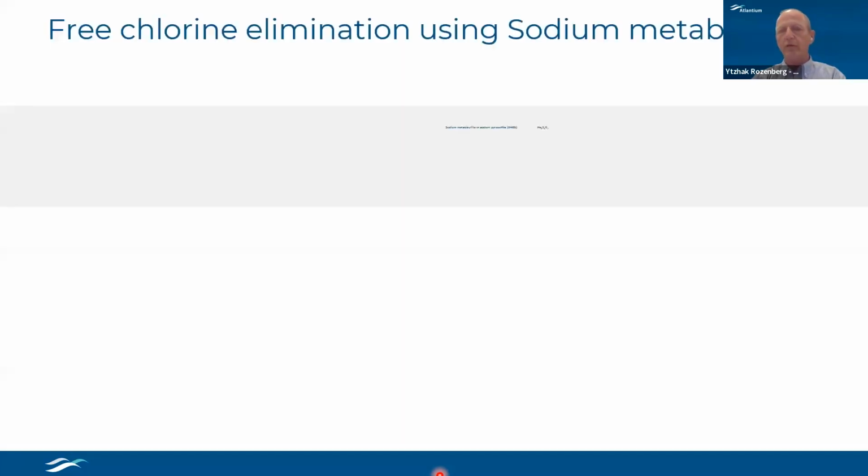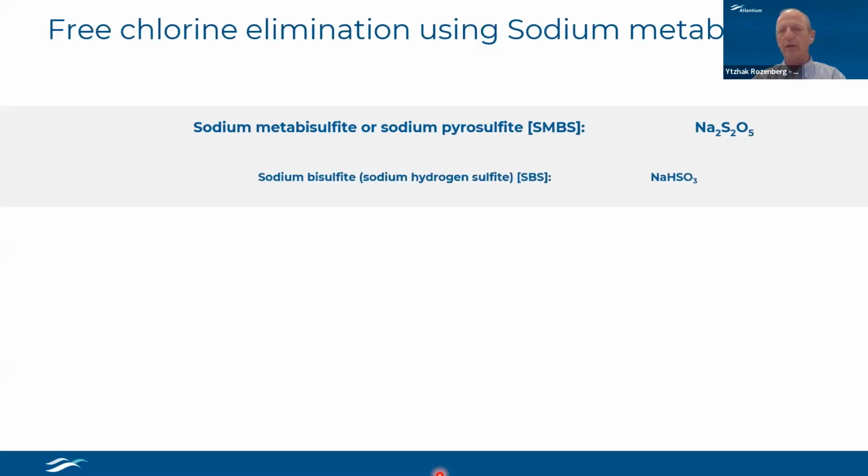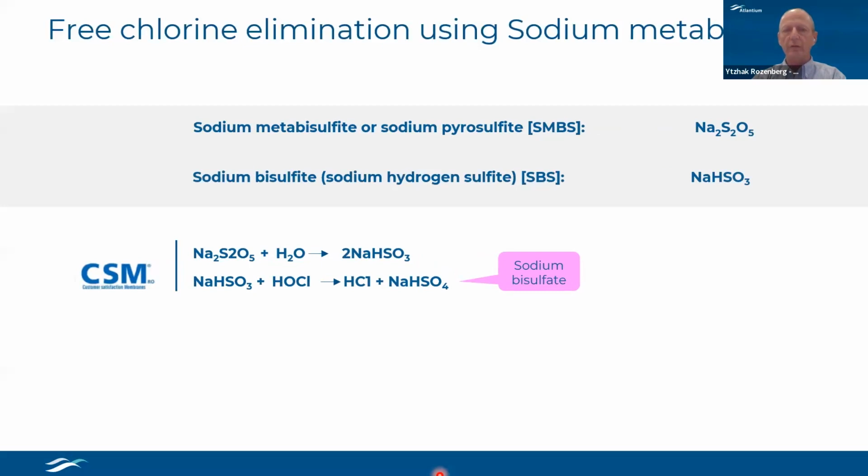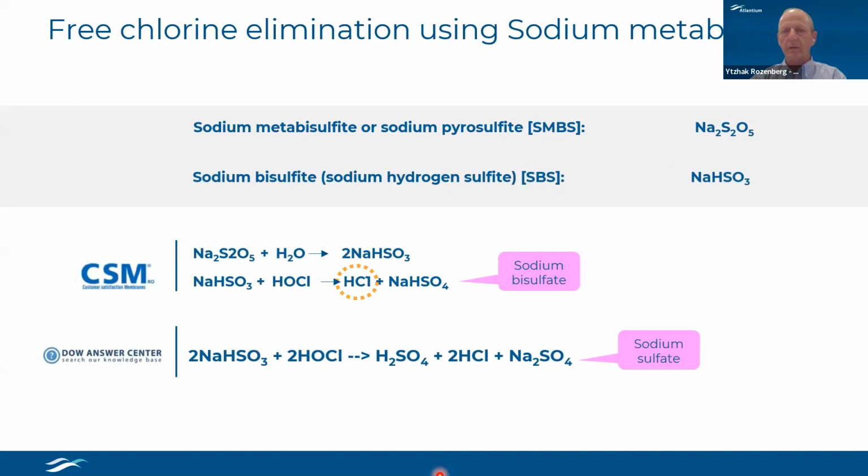The chemical equation: this is the formula of the SMBS and the SBS. The reaction with the HOCl ends up with HCl, meaning Cl minus in the water. And the SBS with the HOCl ends up with Cl minus as well.